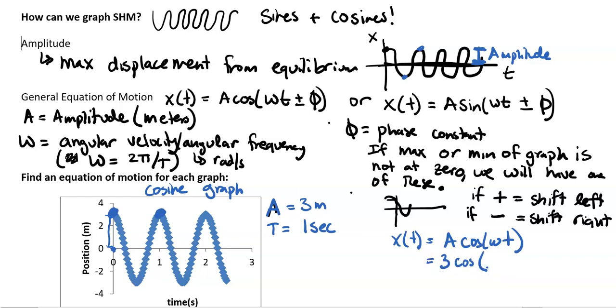Cosine, we need to plug in omega. I want you to think about what omega is. t, again, is our variable. t does not stand for the period. t in this graph is varying. We're looking at a bunch of different times in the simple harmonic motion.